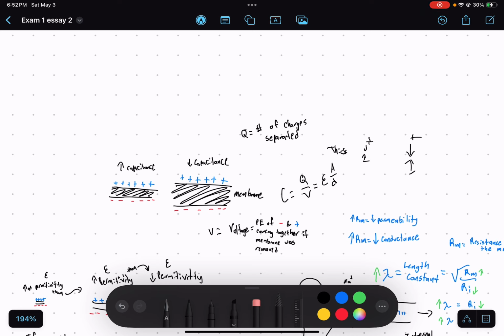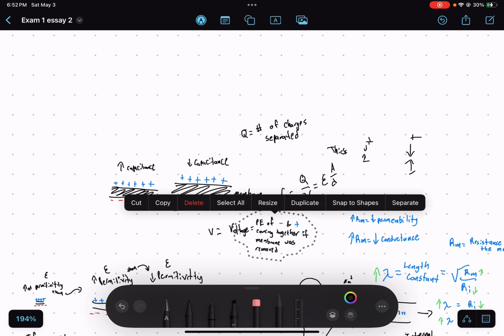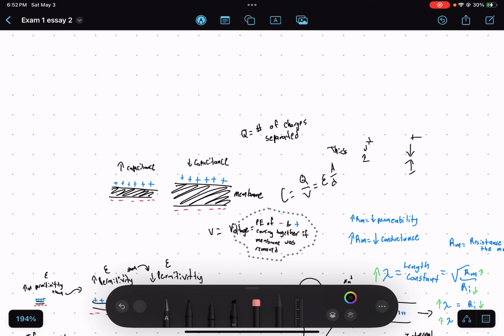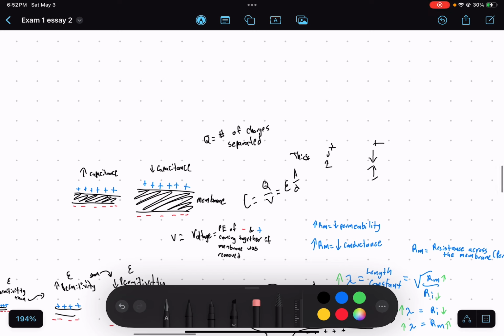That voltage is going to be the thickness of the membrane. The voltage is going to be that potential energy of the positive and negative coming together. We also know that it's equal to the permittivity of the area over the distance.